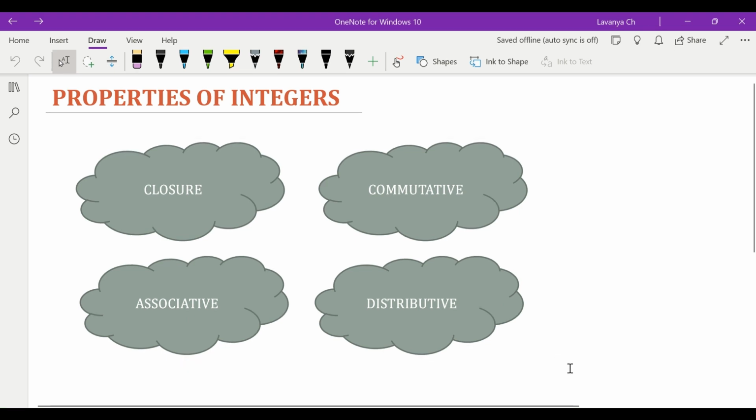Properties of integers: closure, commutative, associative, and distributive property. We'll see how these are valid for integers.